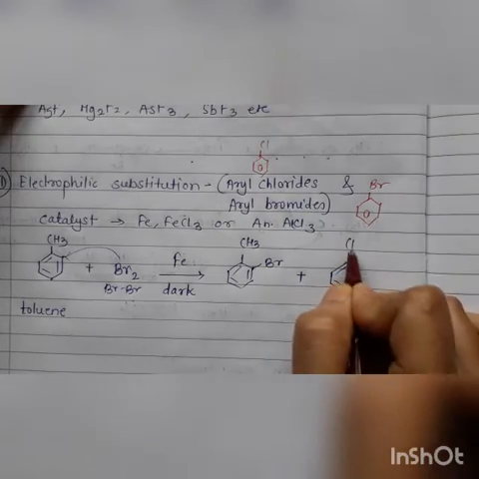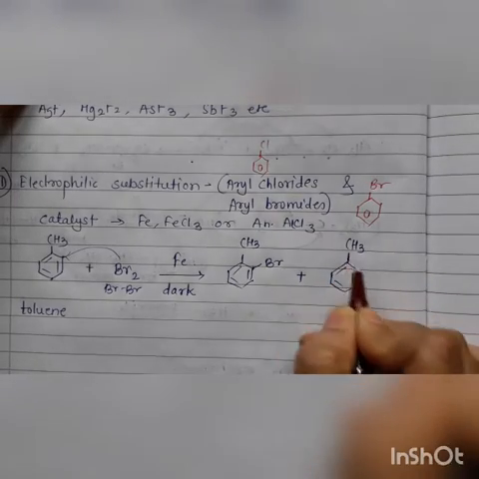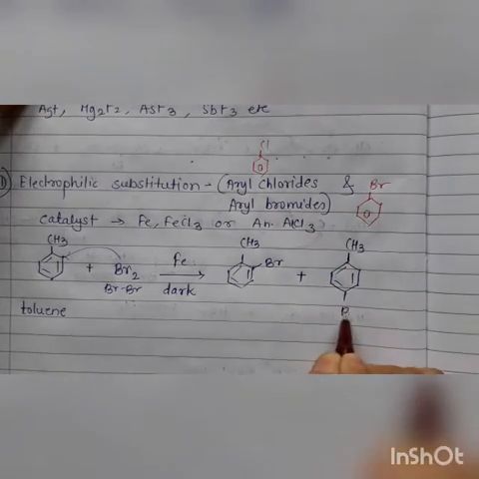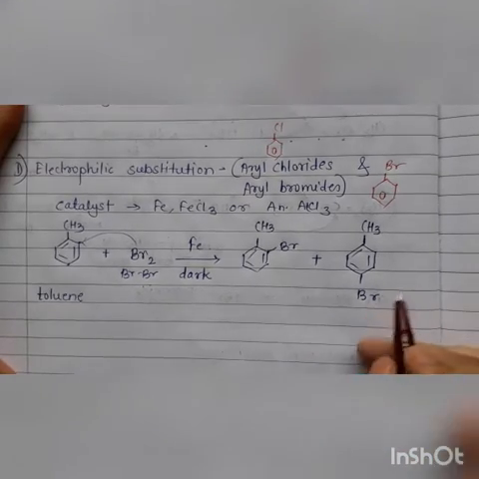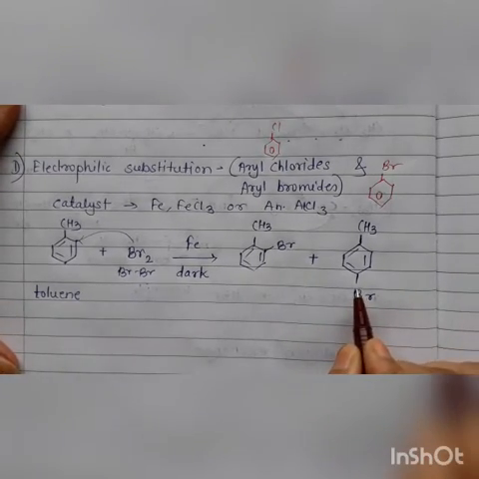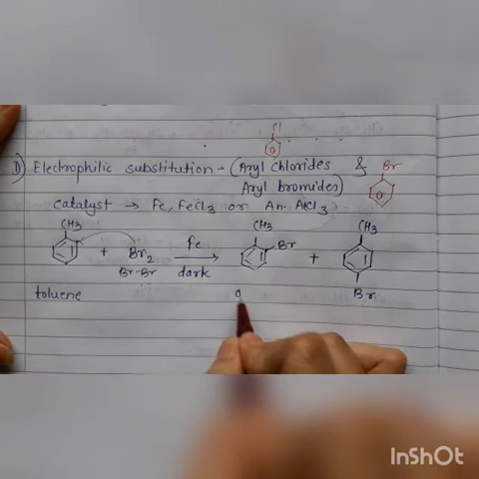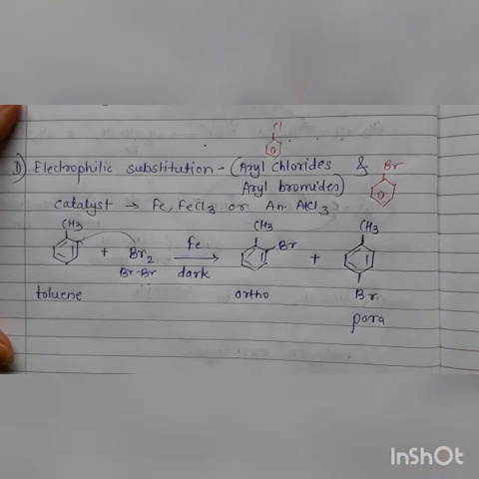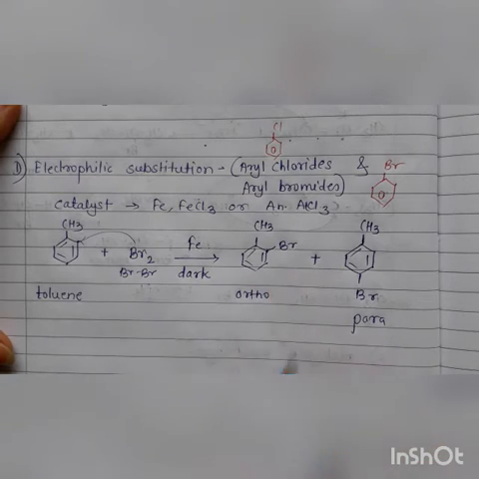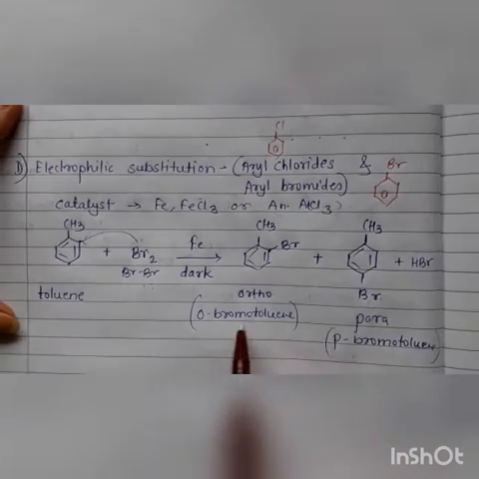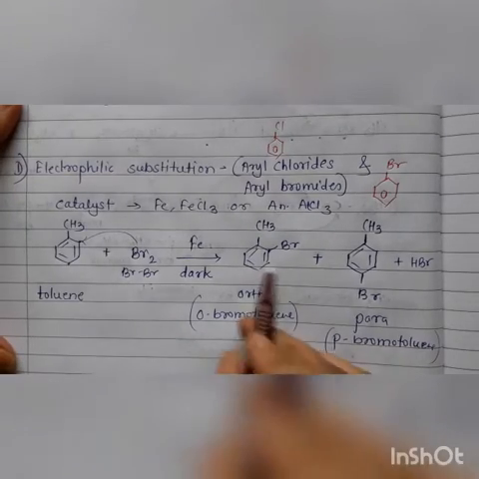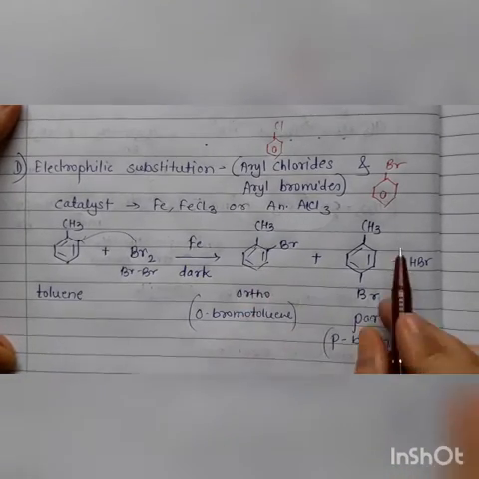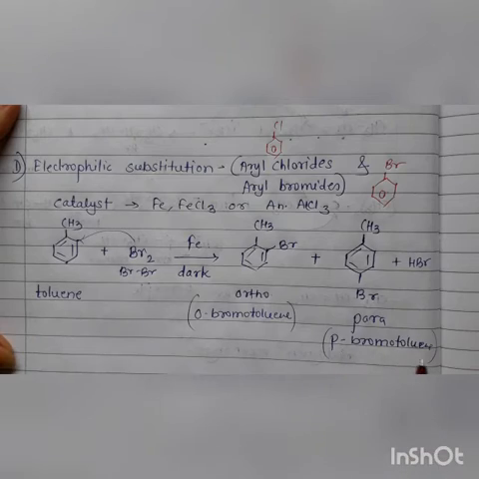Plus let us show one more product, that is para product. Okay, para position is this position. So here also bromine will get added. Okay, so this is ortho product and this is para product. Understand? Name of this ortho compound is orthobromotoluene, and name of this para compound is para bromotoluene.